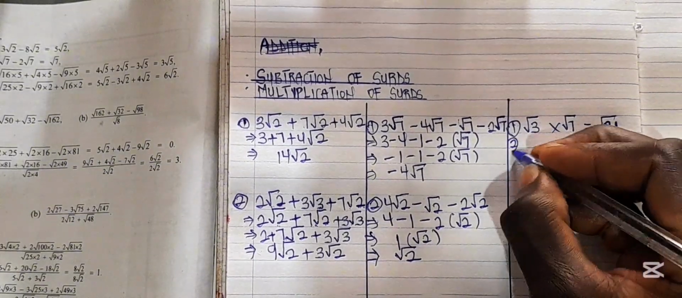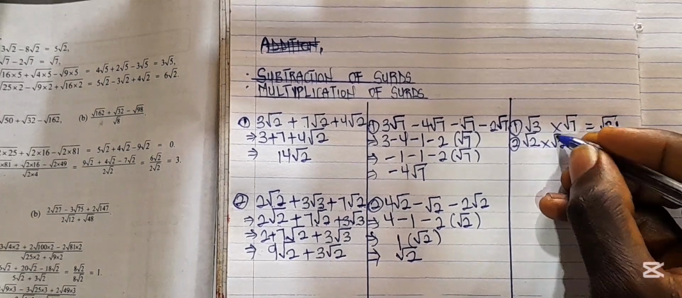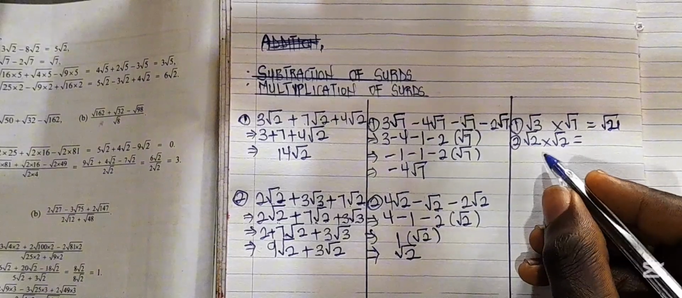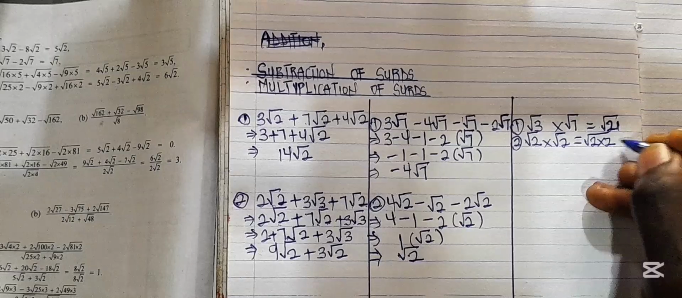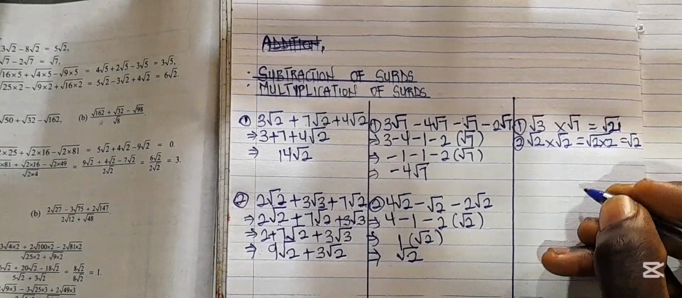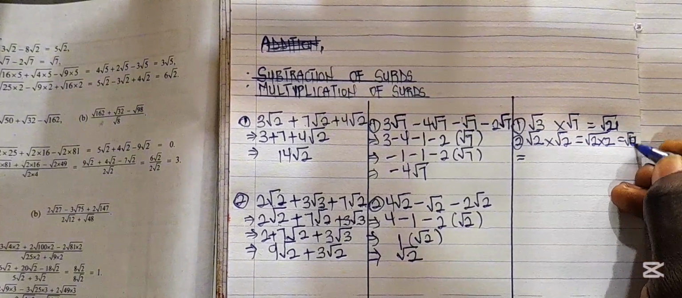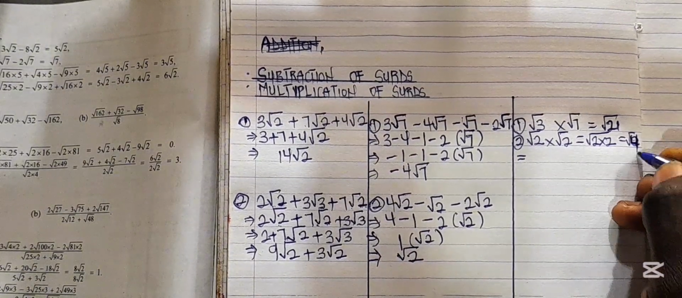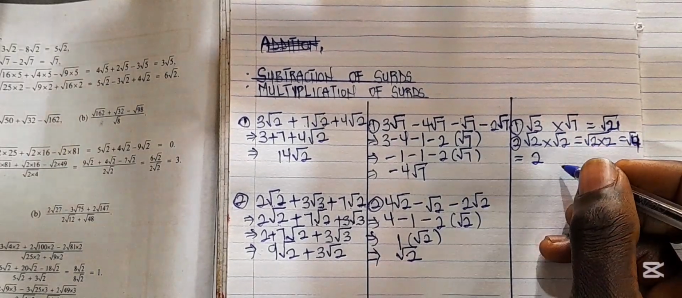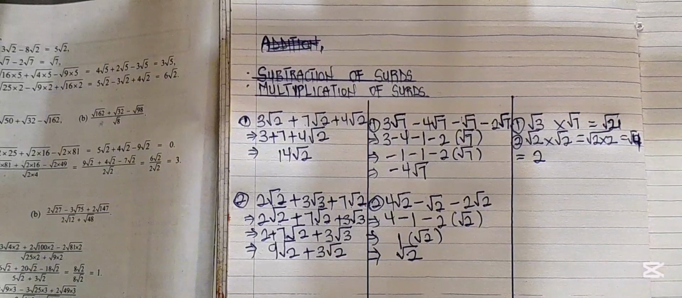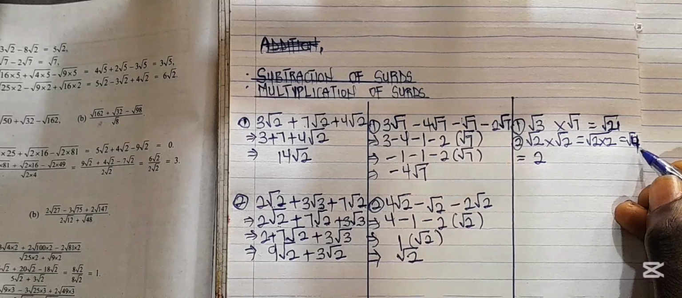Now number 2, let's say we have root of 2 times root of 2. We have here root of 2 times 2, which is what? Root 4. Our final answer becomes 2, because the square root of 4 is 2.